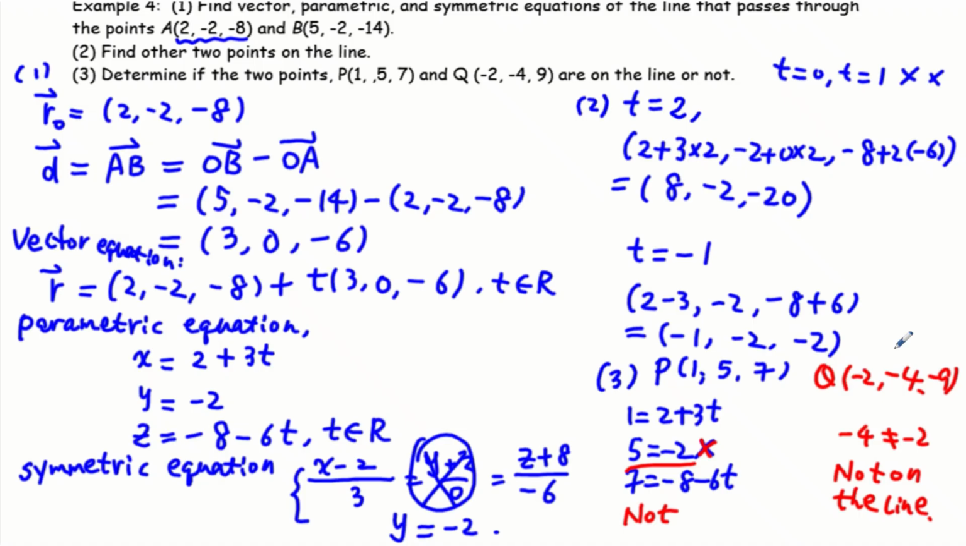And if we have another point, y is -2, then we have to solve for the t from these two equations to see if you have the same t. If you have the same t, then it is on the line. If you have different t, it means no t will satisfy the x and z at the same time, then it's not on the line. Okay, so this is how you prove it's on the line or not.